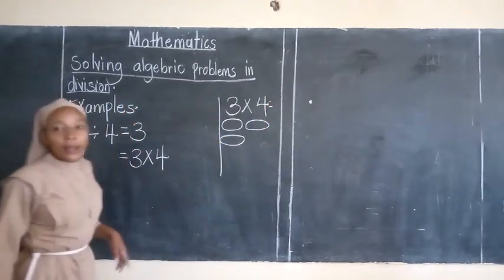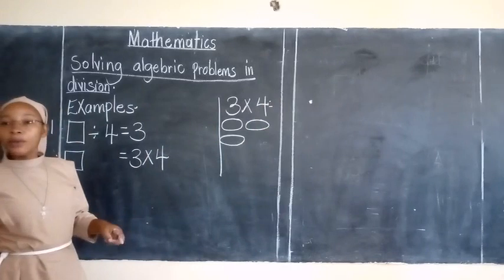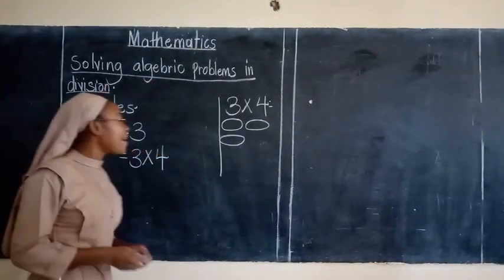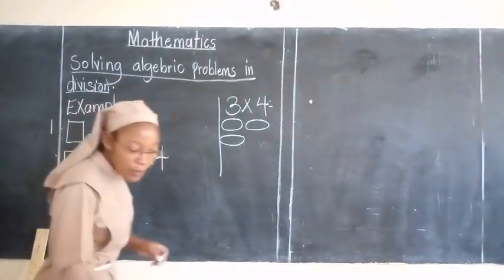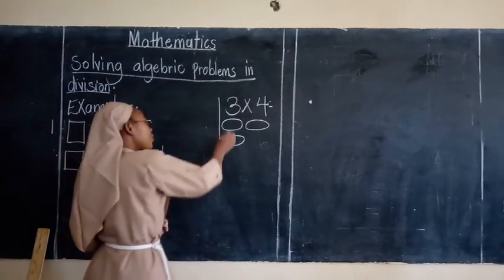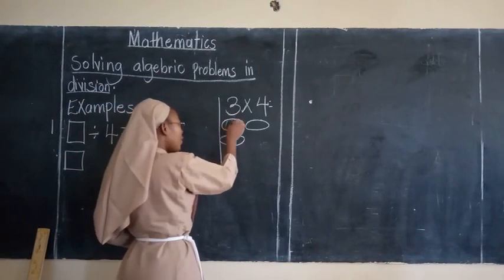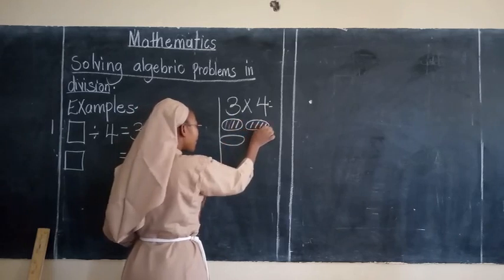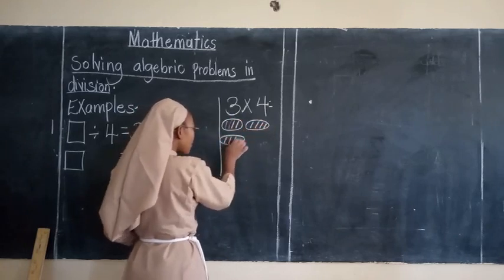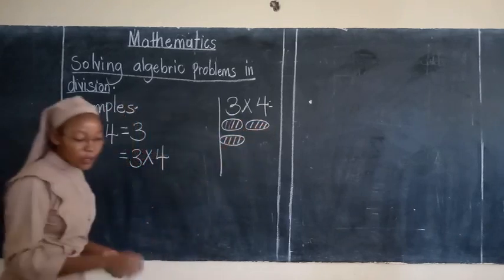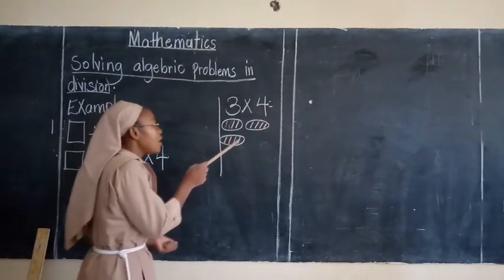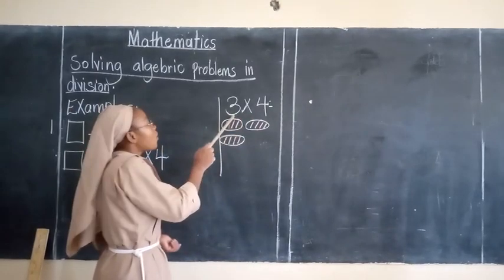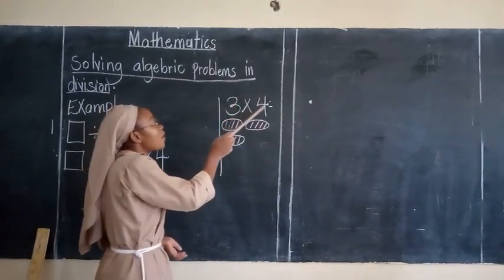How many counters are we going to put in each group, everyone? They've said 4. So we are going to put 4 counters in each group. 1, 2, 3, 4. Each group, when you look at all these 3 groups, is having 4 counters because it is 3 groups of 4.